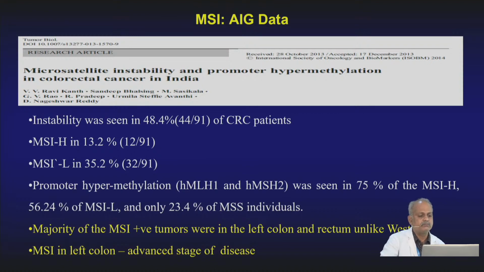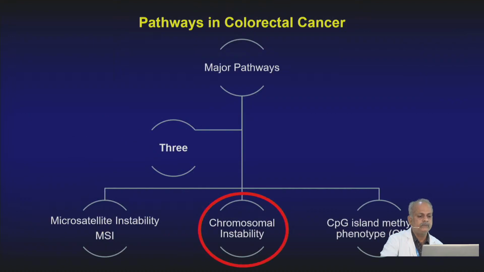Now, the difference is that the majority of the MSI positive tumors in the Indian ethnicity were in the left colon and the rectum, unlike in the West, where it is in the right colon. Also, the MSI in the left colon was associated with advanced stage of the disease. This was probably the first study where we identified that the tumors in the Indian ethnicity are different from the West. Now, the second pathway is the chromosomal instability pathway.